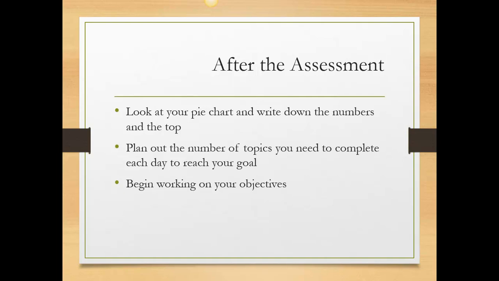You want to plan out the number of topics you're going to need to complete each day to reach your goal. What this means is, if, for example, I have 45% of my pie left to complete, and I've only got 9 days to do it, I probably want to complete about 5% per day. So you can either do it with percentage or the actual topic numbers. And then last, you just want to begin working on your objectives.